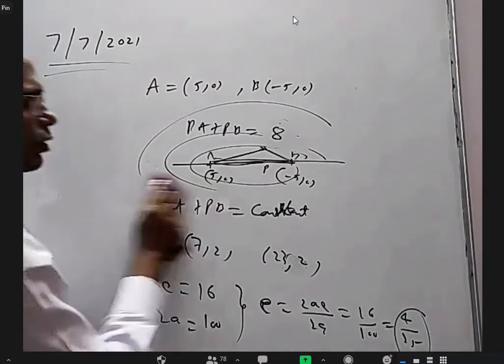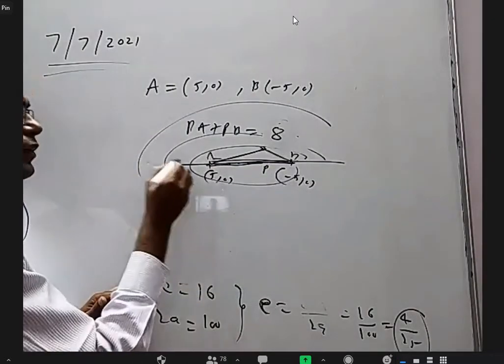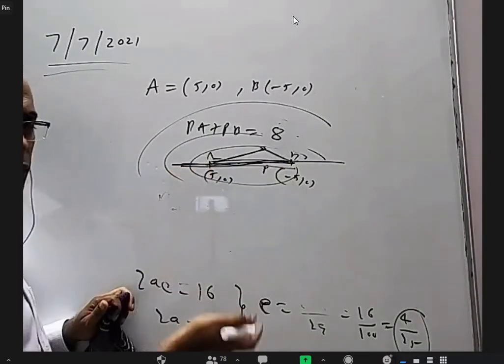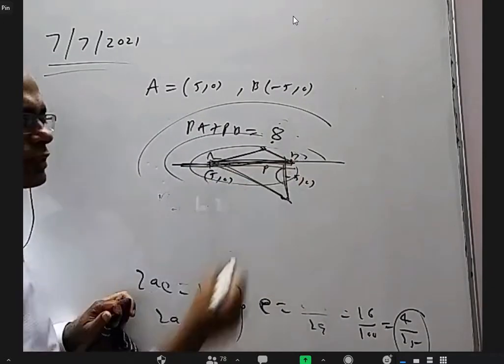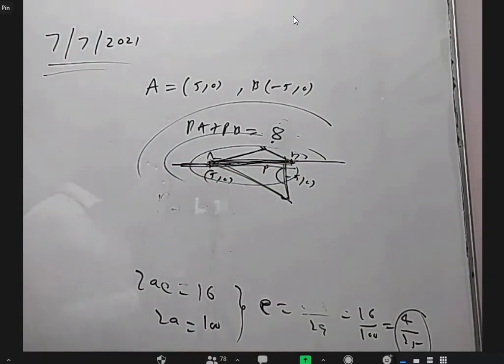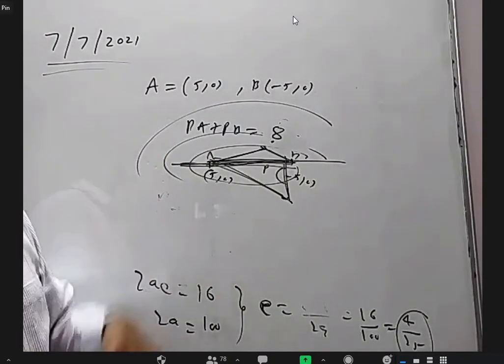There is no locus. If you take any point in between, the sum is 10. If you take a point outside, this plus this is definitely more than 10. If you take a point here or here, based on the triangle inequality, the sum of two sides is greater than the third side. That is also more than 10. So there is no point in the space where PA plus PB can be less than 10.